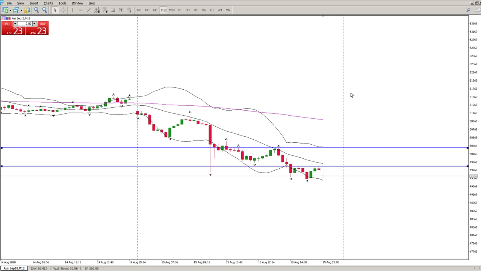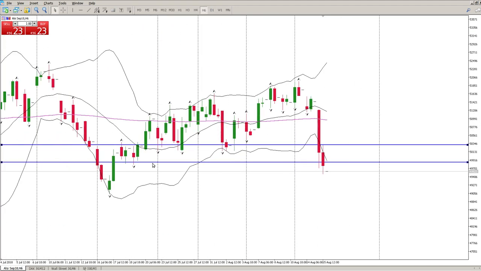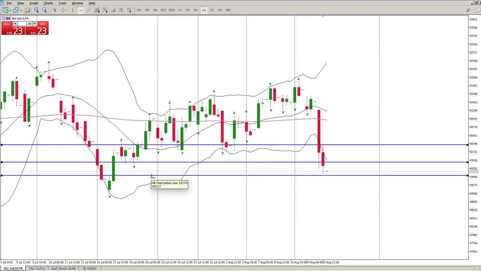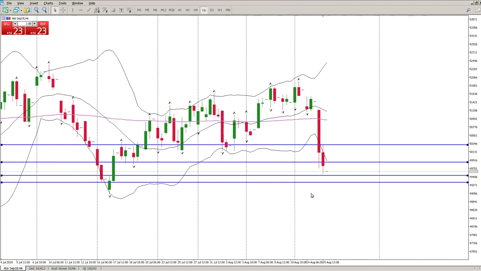Okay, so that's kind of my view on the Aussie at the moment. I am definitely looking for us to find some form of support down here. This is probably the most logical one at the moment, followed by that area there. So somewhere in this area we should find some support, and that's what I'm going to be looking for.